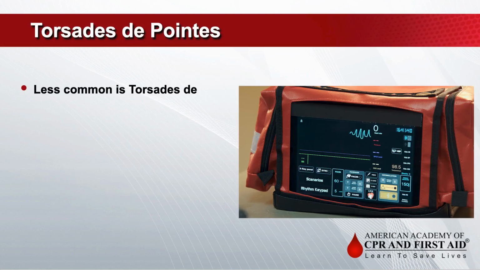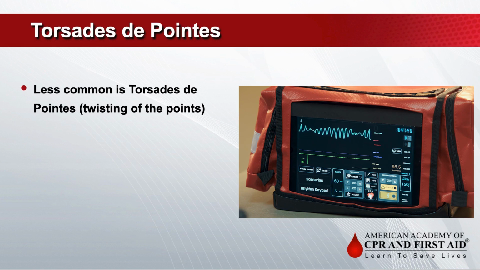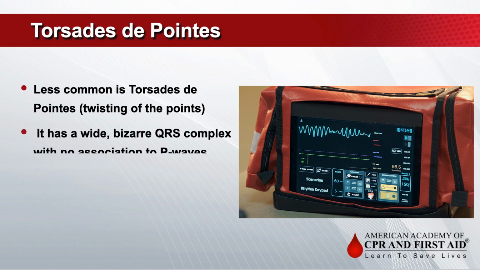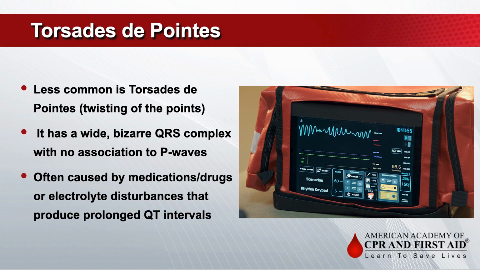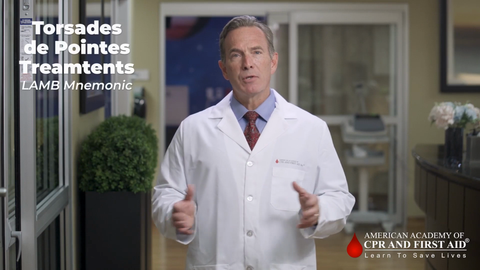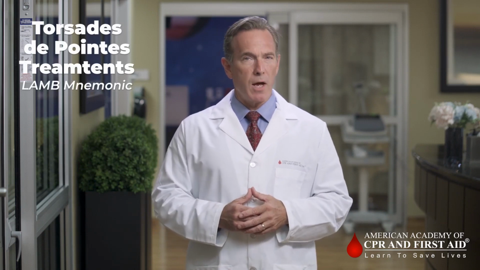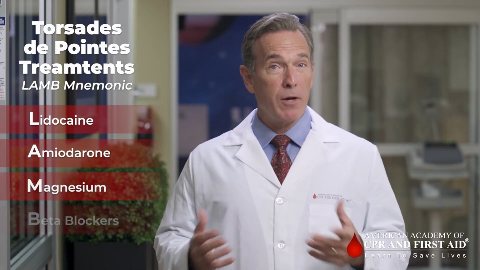A less common version of ventricular fibrillation is torsade de pointe, which means twisting of the points. Torsade also has a wide, bizarre QRS with no association to the P waves, which may be present. Torsade is commonly caused by drugs which produce a prolonged QT interval or electrolyte disturbances. The mnemonic LAM is used to help recall treatments for torsade. These include lidocaine, amiodarone, magnesium, or beta blockers.